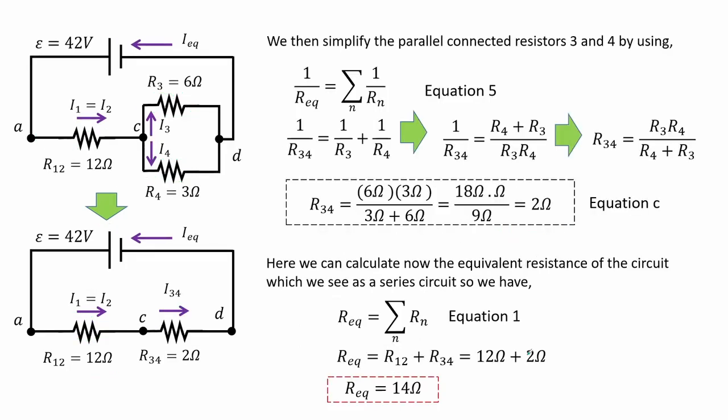We then simplify the parallel connected resistors 3 and 4 by using equation 5. The combined resistance is 2 ohms as shown in equation C. Here we can calculate now the equivalent resistance of the circuit which we see as a series circuit, so we have 14 ohms.